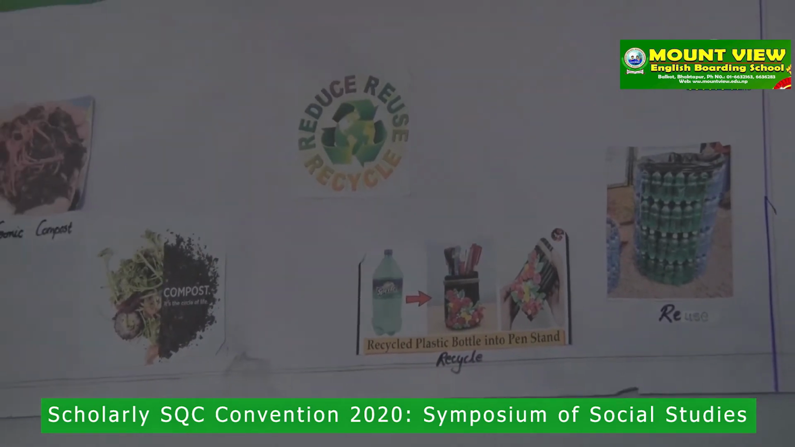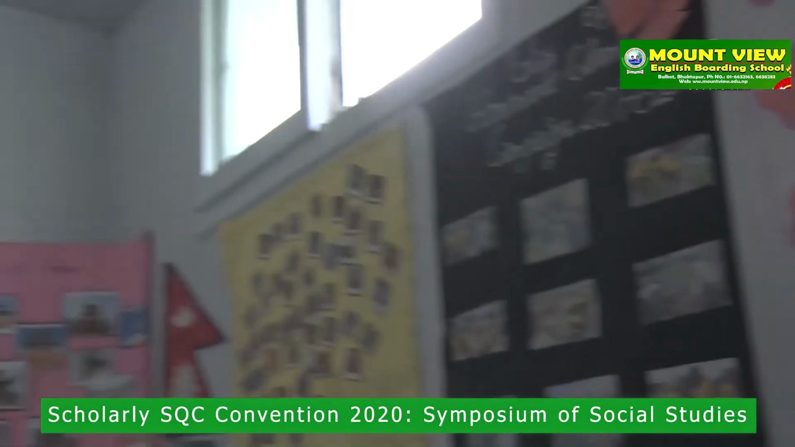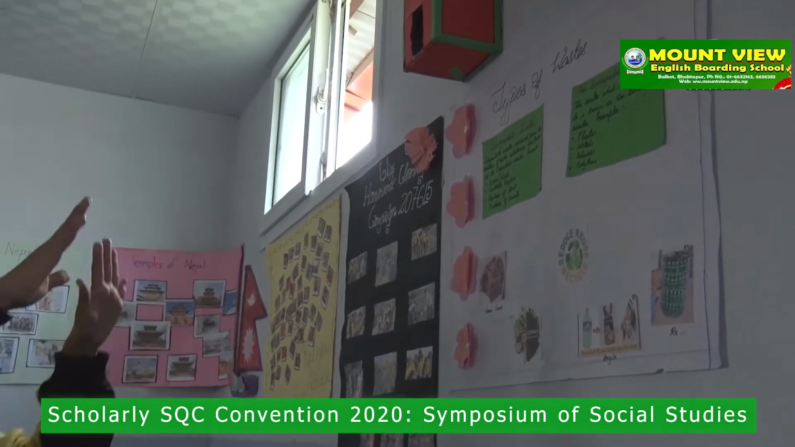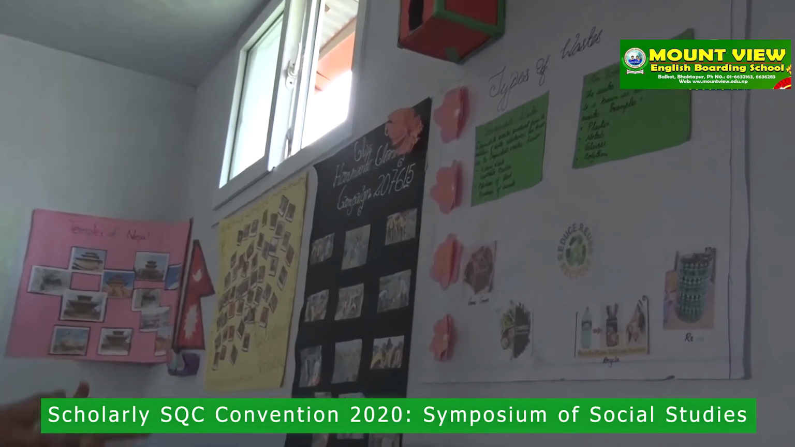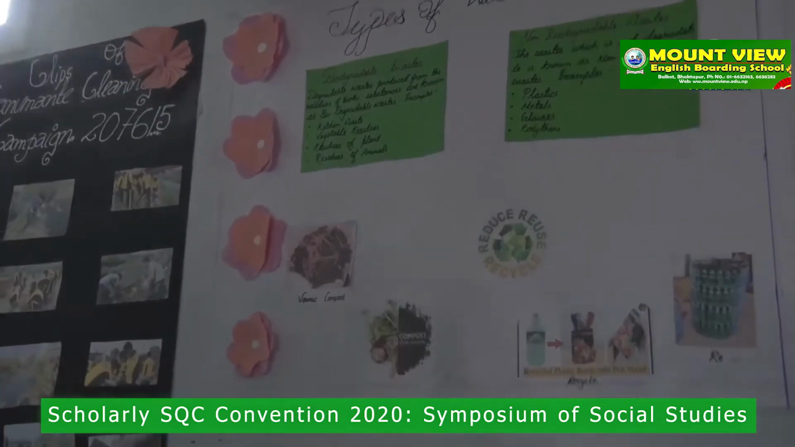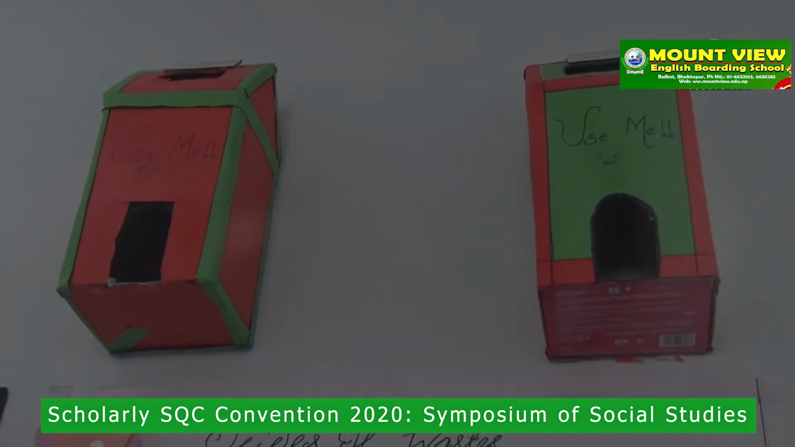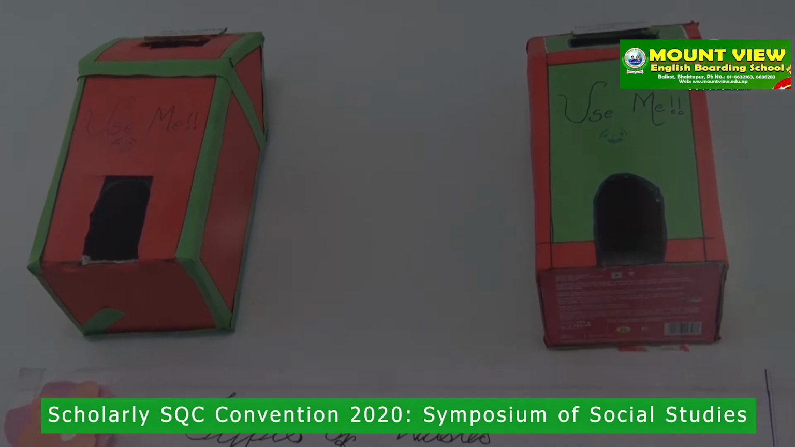For management of such solid wastes, we can use the 3R principle, which is reduce, reuse and recycle. We can also use different kinds of dustbins for different kinds of wastes, one for biodegradable and one for non-biodegradable, which makes it easier in controlling environmental pollution.